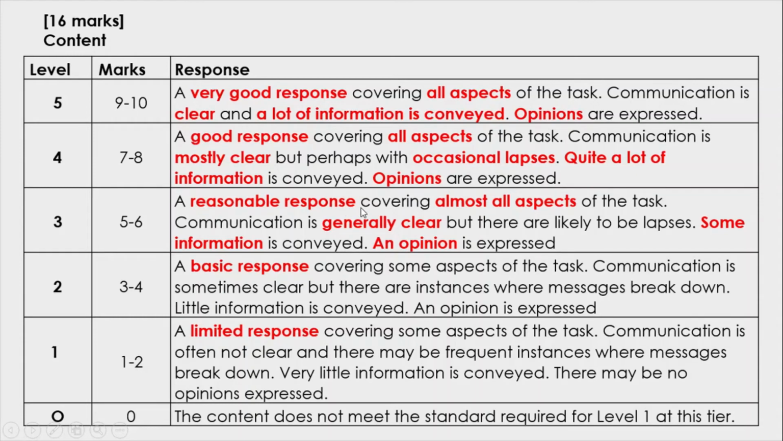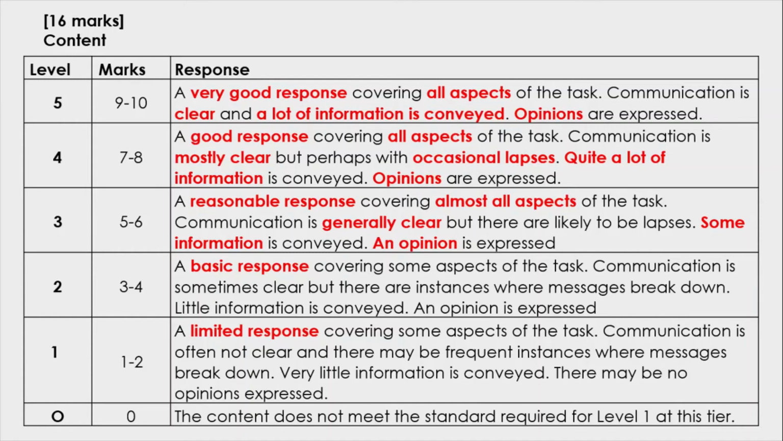A reasonable response. That means you are missing one of the bullet points, or you believe you answered all of them, but the answer for one of the bullet points doesn't make reference to what you were asked to write about. So that being said, that refers to a reasonable response, and it's covering almost all the aspects of the tasks. Communication is generally clear, but there are likely to be lapses, and some information is conveyed, and only one opinion is expressed.